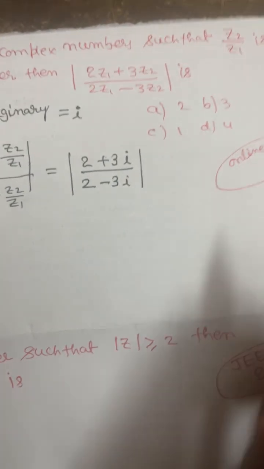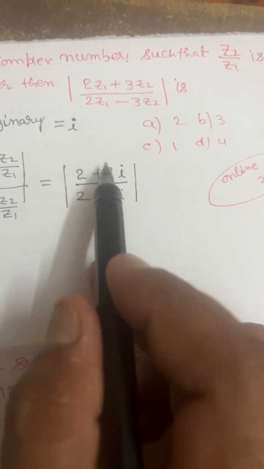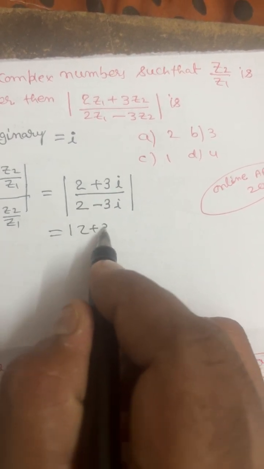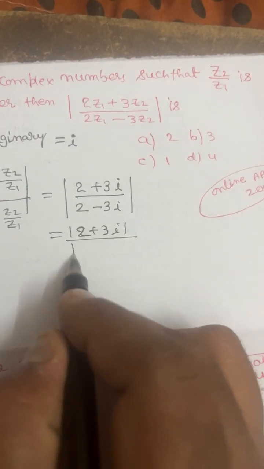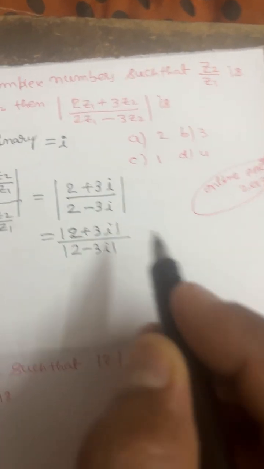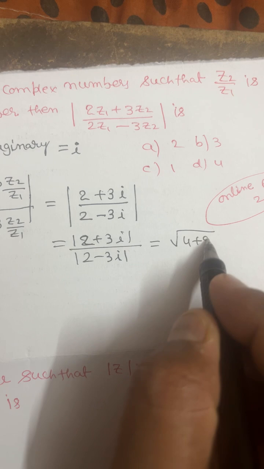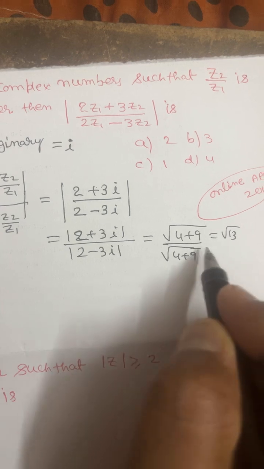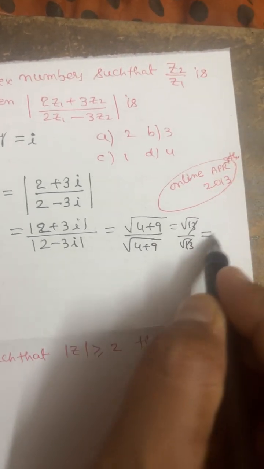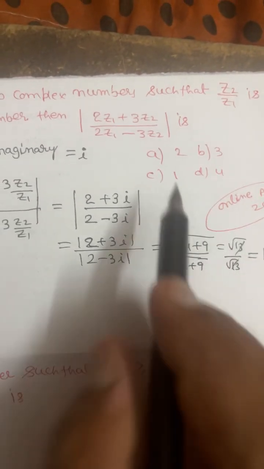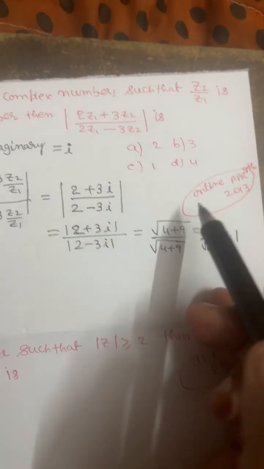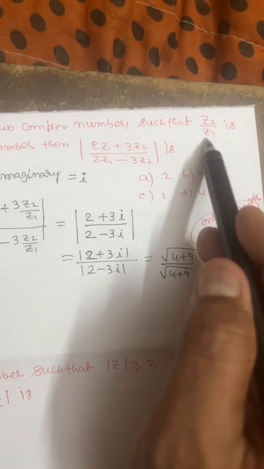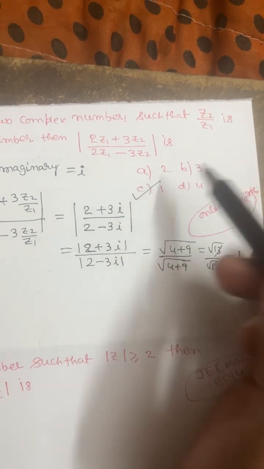I hope you understand, dear students. So modulus of a complex number: mod z2 by z1 is mod z2 by mod z1. So mod of 2 plus 3i by mod of 2 minus 3i. So that is equal to root over 4 plus 9, root 13, divided by root over 4 plus 9, root 13. So the answer is 1. So the value of modulus of 2z1 plus 3z2 by 2z1 minus 3z2 when z2 by z1 is purely imaginary is 1.